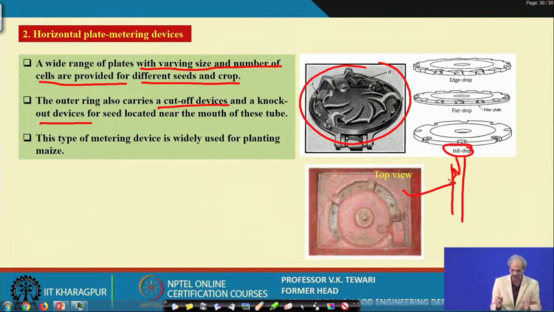So, these plates could have different cell sizes depending upon the crop we want to sow, and we will have 2 main important items. One is a cut-up device, the other is a knockout device. The cut-up device will brush off the extra seeds, and the knockout device will knock the seeds exactly at the location where they have to go into the seeding tube.